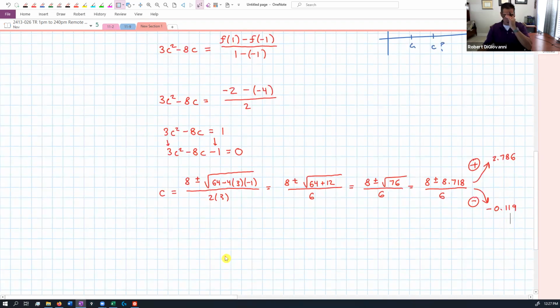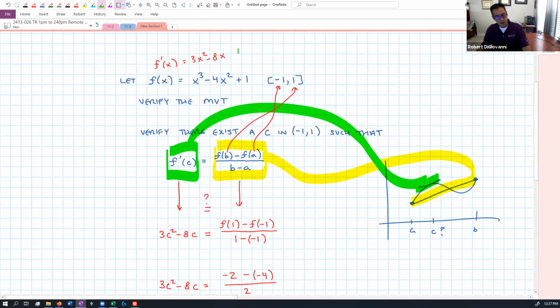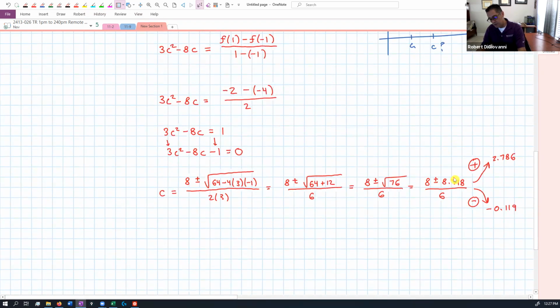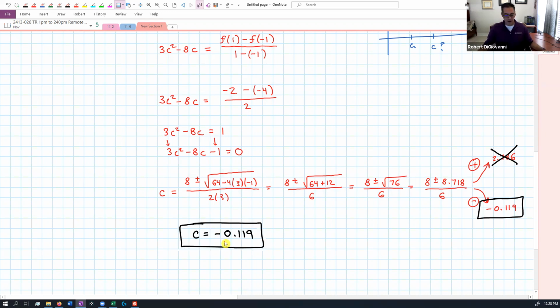Now, that's where it happens. That's where the slope of the tangent line should be parallel to the slope of that line connecting the two endpoints. Now, keep in mind, we're only looking in this interval between -1 and 1. And one of our answers is outside that interval. So we're going to throw this one away. And this is going to be our only one right there. So that is our answer. Okay, c is equal to -0.119. We're done. We're supposed to find the c where this happens.